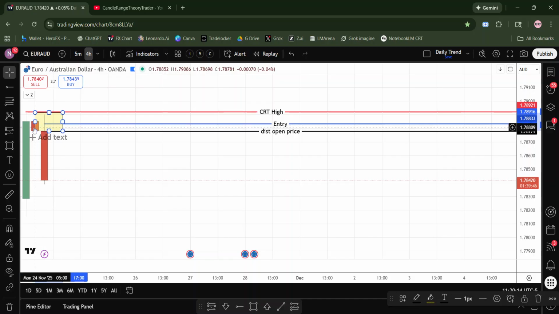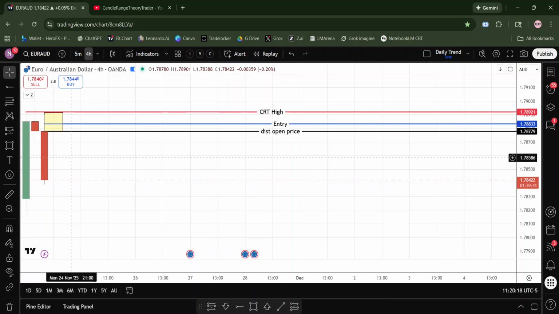Always remember that the best trading zone is between the bottom of the range and the open price of the 9 a.m. candle on the 4 hour chart. So like this zone right here. That's the golden zone above the open price, below the range high if you're going short.